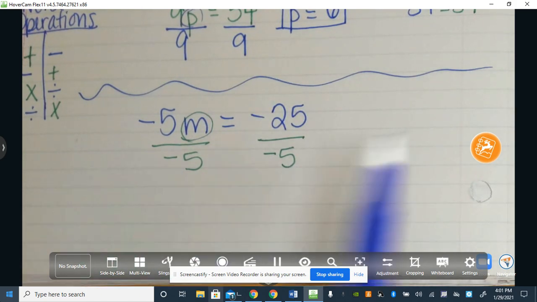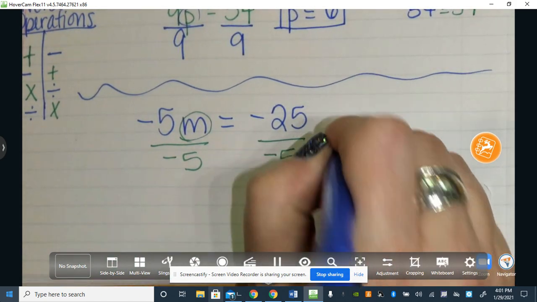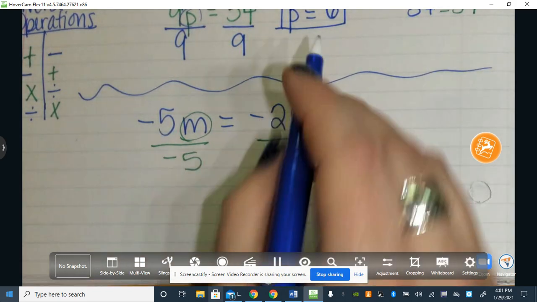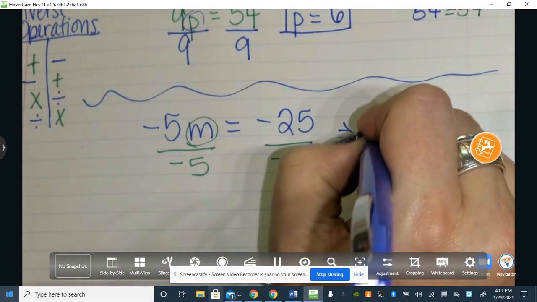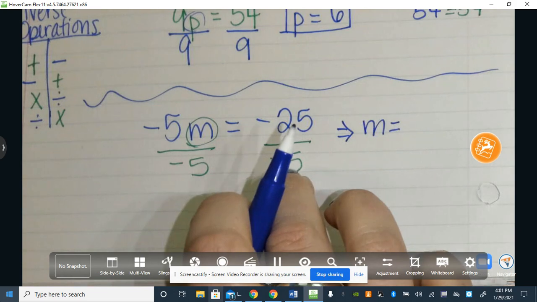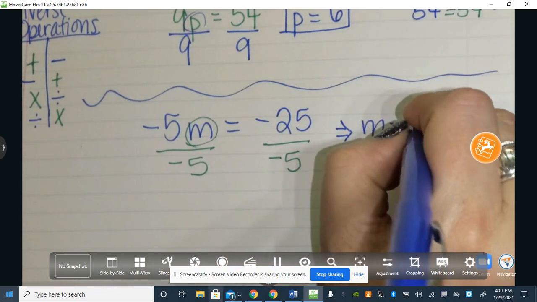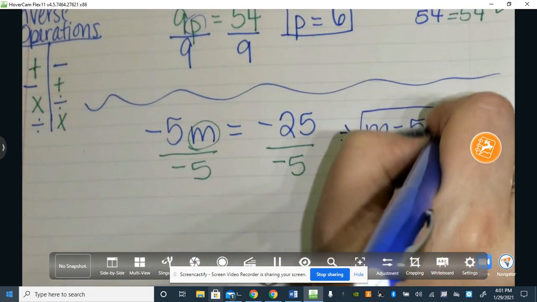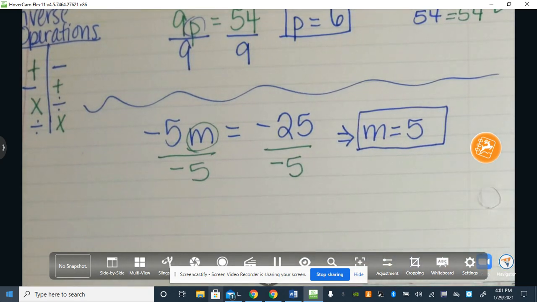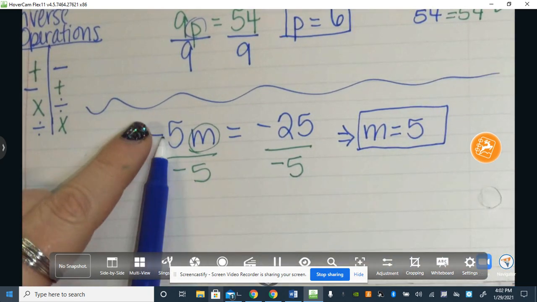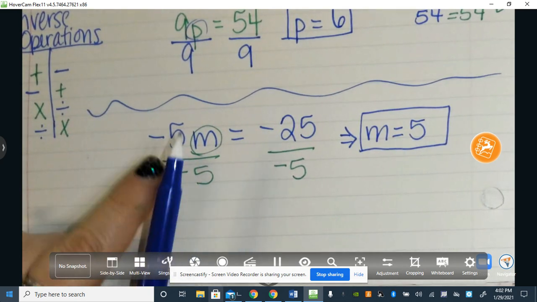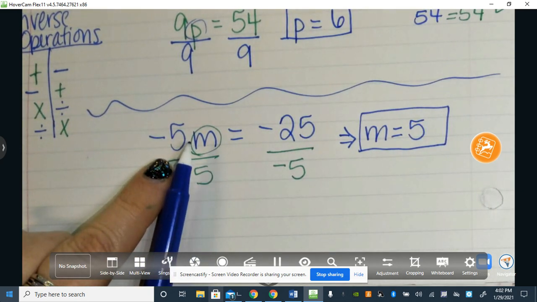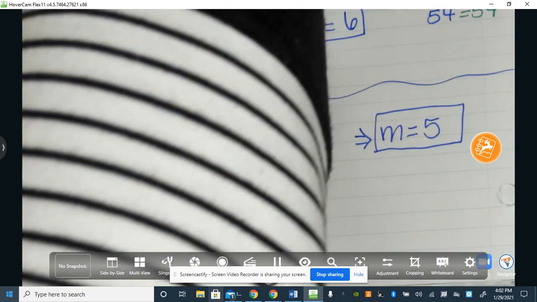All right, so when I solve this, I'm left with m is equal to, well, negative 5 can go into negative 25 5 times. So it would be m is equal to 5. So remember, when you are doing negatives, it's the whole thing. You can't just leave the negative behind. Just in case you want to see.